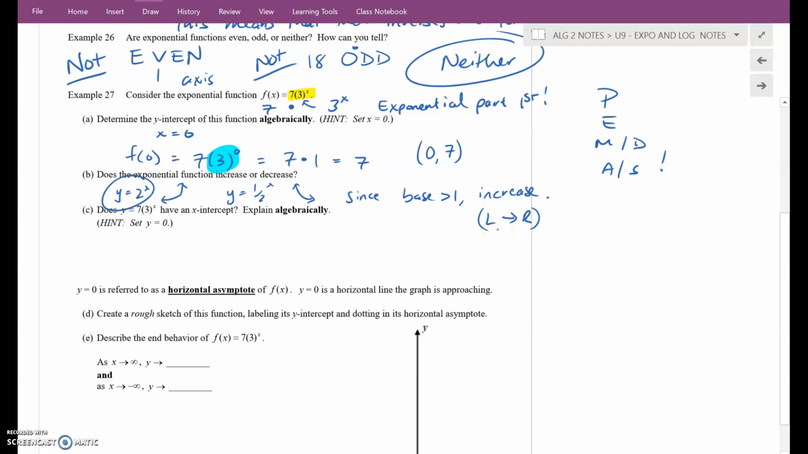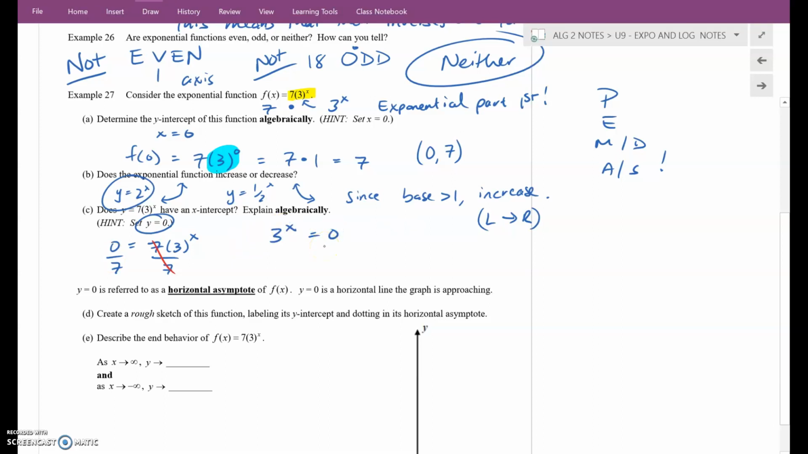Does y equals 7 times 3 to the x have an x-intercept? Explain algebraically. Okay, so y equals 0 when you cross the x-axis. So we could plug in 0 and solve this equation. It's not a problem right out of the gate. I can divide both sides by 7. 0 divided by 7 is 0. So now we have 3 to the x equals 0.